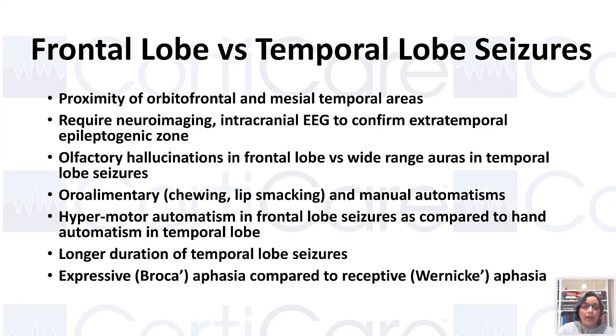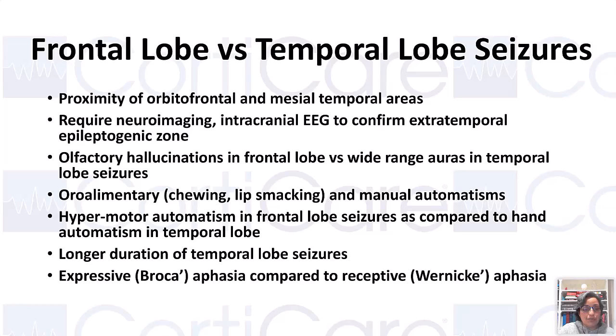In frontal lobe and in temporal lobe, we see oral alimentary automatism. And hypermotor automatism is in the frontal lobe seizure due to involvement of the motor cortex. And you see just hand automatism in temporal lobe. Temporal lobe seizures are of longer duration compared to the frontal lobe.